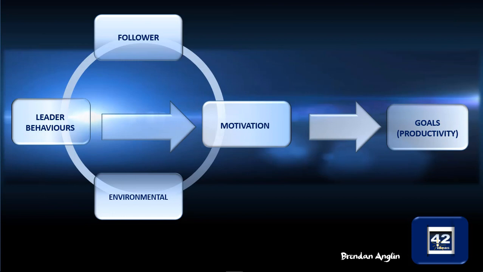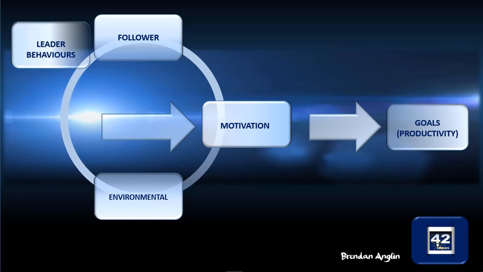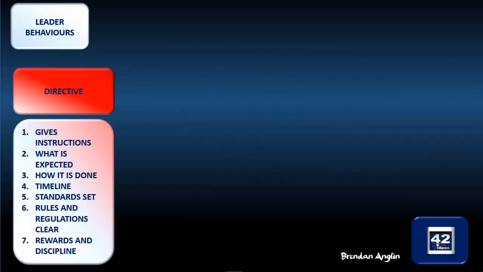So these work together. The follower and the environmental characteristics influence leader behaviours to create motivation and employee and follower satisfaction in achieving the goals. Let's look at the 4 leader behaviours in a little bit more detail. So the first one is the directive behaviour. This is where the leader gives instructions, lets people know what is expected and how it's done. They give a timeline for achieving things, setting standards, making sure that the rules and regulations are clear, and then ensuring that rewards are distributed correctly and that discipline is put in place where necessary.